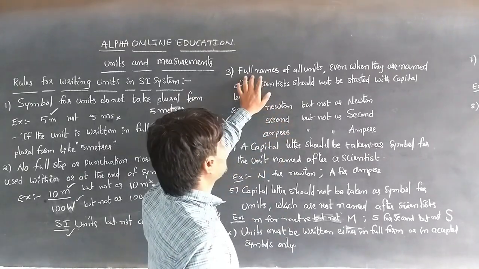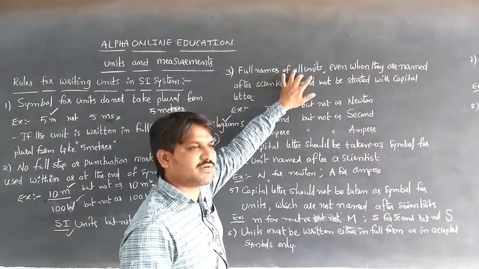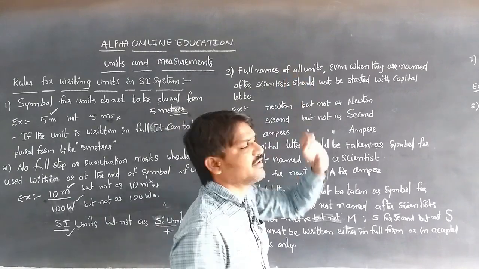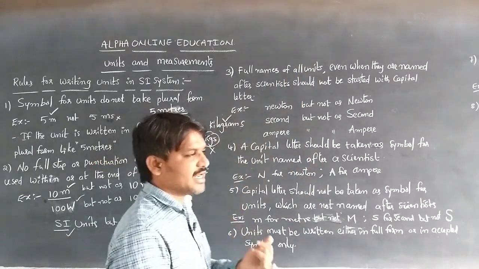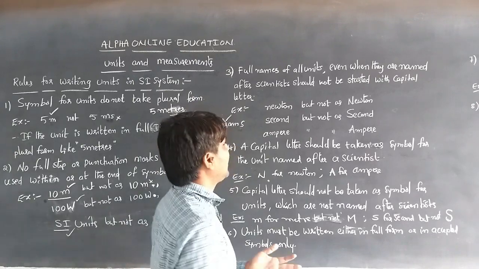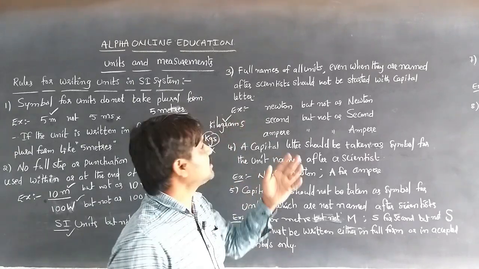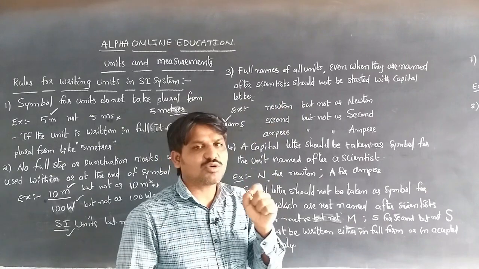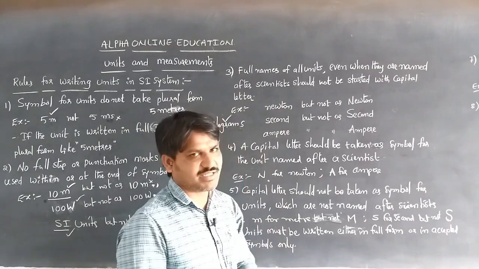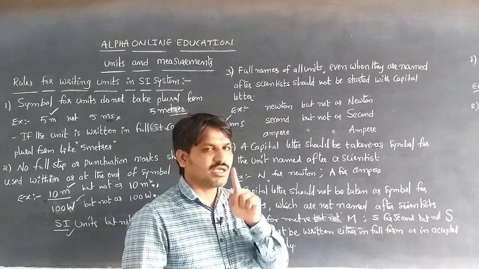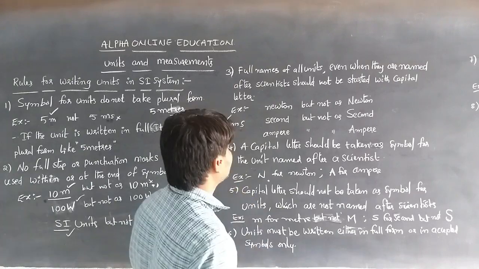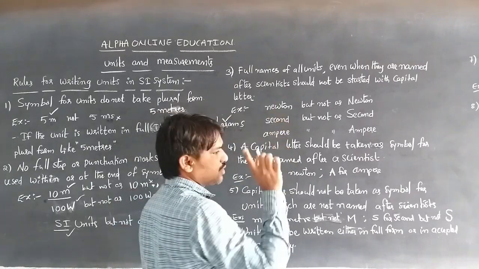Full names of all units, even when they are named after scientists like Faraday, Ampere, and Newton, should not be started with a capital letter. If you want to write the full names, they should not start with a capital letter.